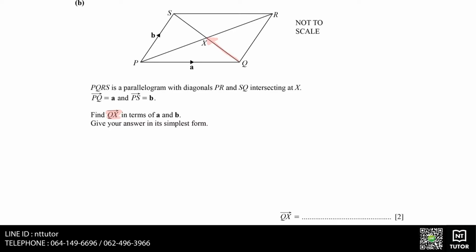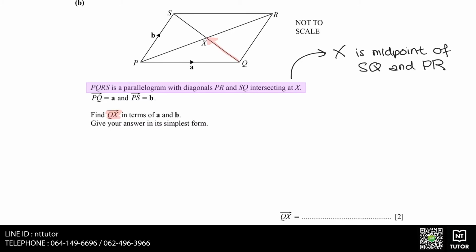The question says that PQRS is a parallelogram with diagonals PR and SQ intersecting at X. This means that X is the midpoint of SQ and also the midpoint of PR. This means that vector QX should be half of vector QS.